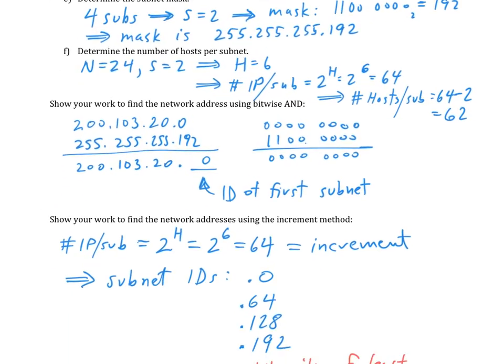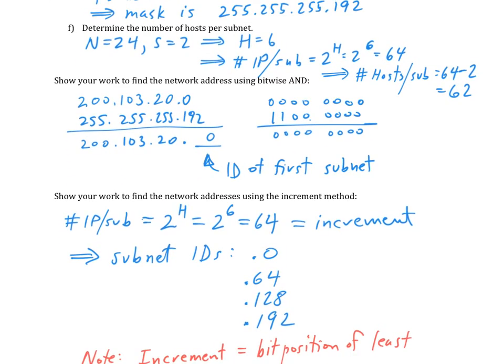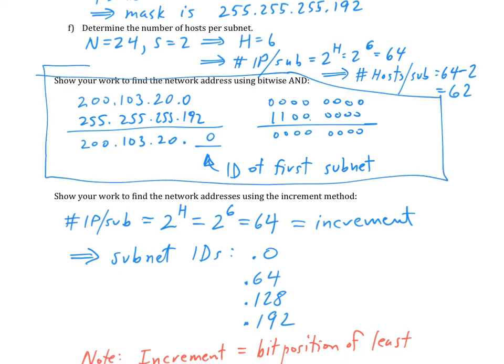I've told you in the announcement to skip this part where it asks you to use the bitwise AND method. We don't need that here because the bitwise AND method is used to find the subnet ID once you have an IP address somewhere in the range. And we don't have any IP addresses in the range.